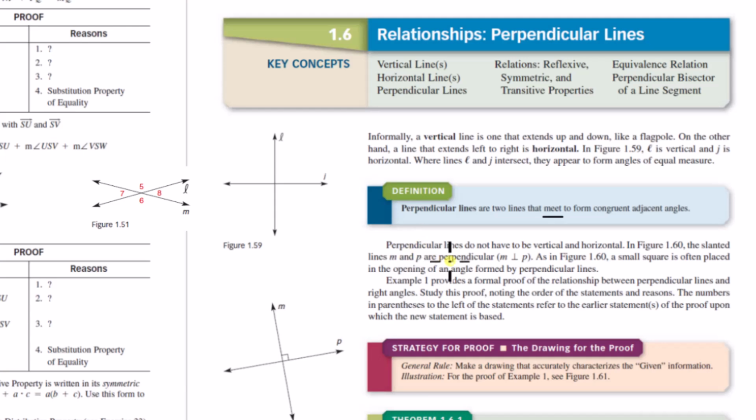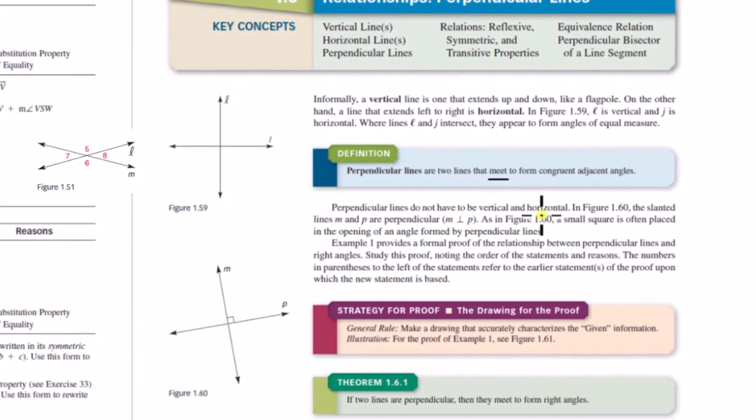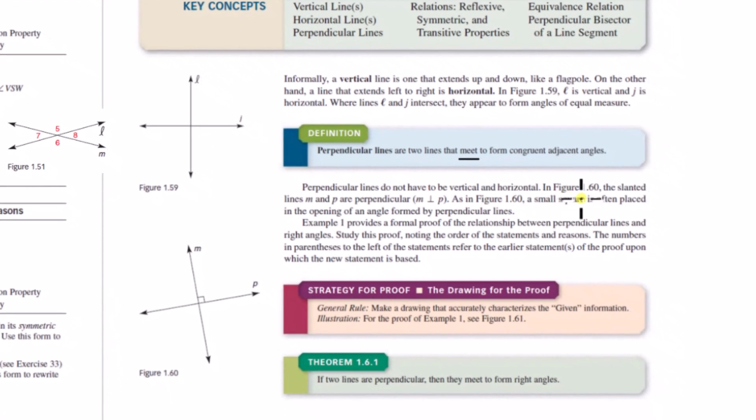All right. Perpendicular lines do not have to be vertical or horizontal. In figure 1.60, the slanted lines M and P are perpendicular. So they don't have to be vertical and horizontal. That was just the fundamental way to illustrate perpendicularity. But these two are perpendicular, right? And one way to say it is, in this case, line M is perpendicular to line P.